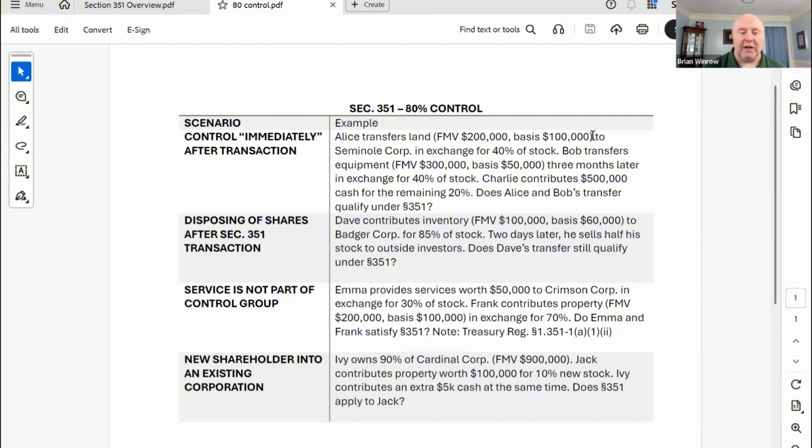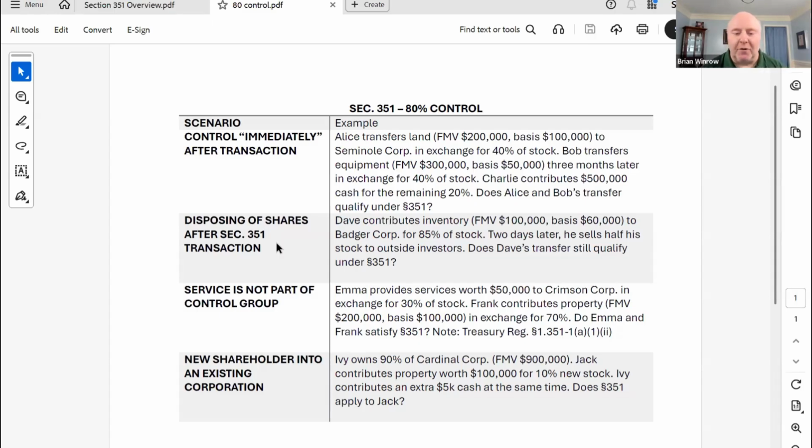Let's look at a second situation. Now we're looking at disposing of shares after a Section 351 transaction. So what we mean here is we've now created a Section 351, which means there was no recognition of our realized gain or our realized loss. But if we did not recognize that gain, how long do we have to keep the property before we can go ahead and exchange it or give it away to a third party?